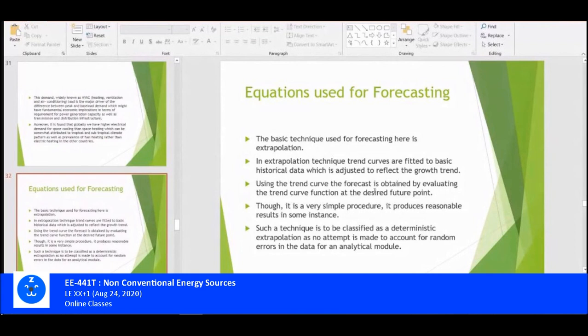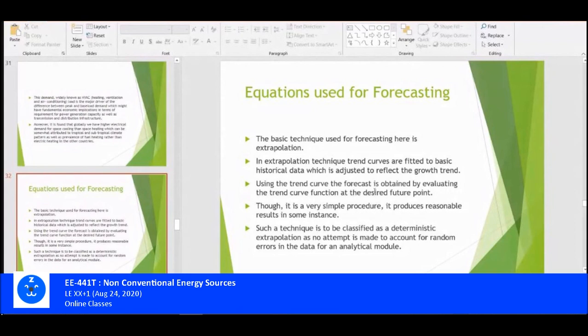Now, what is the mathematical modeling that is done, how do we calculate the forecasting? The basic technique used for forecasting here is extrapolation. We see that an increment from last year has occurred in summer. So this year also we are going to have the same rate of change for summer as the previous year, depending upon the starting values of the generation before the onset of summer or winter.